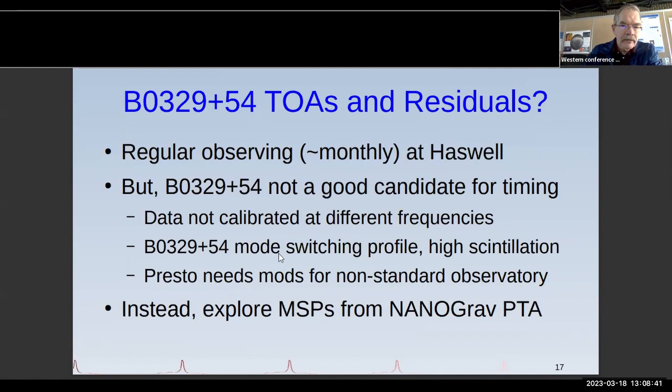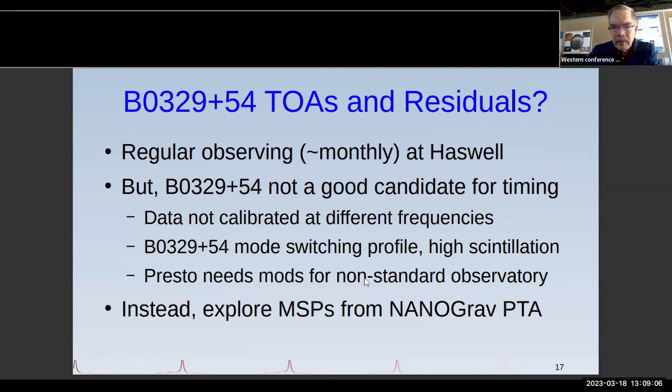The pulsar itself is mode switching, which means every so often the pulse is not a single sharp pulse. It's got a little spike on the one side, and it'll switch sides. So the pulse itself kind of wiggles and wobbles around. This pulsar has a high scintillation, so it's not the best one. Nonetheless, I tried it anyway, but it broke the software because we're a non-standard observatory.